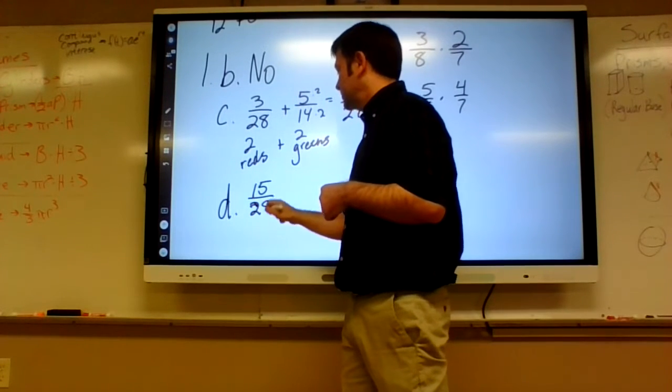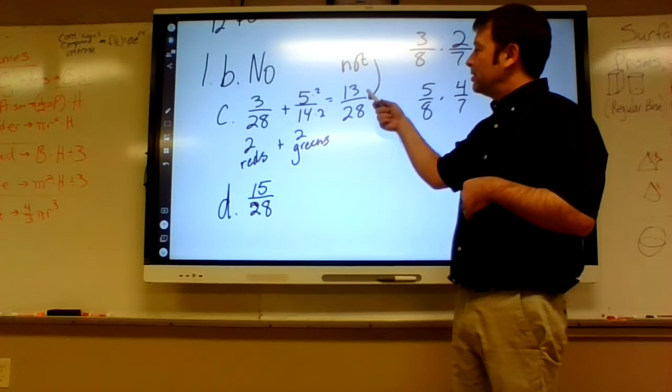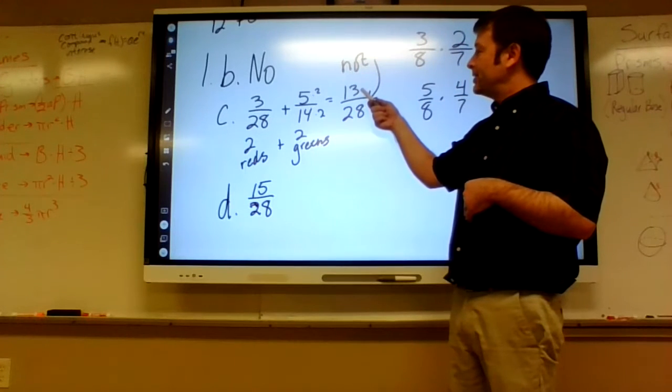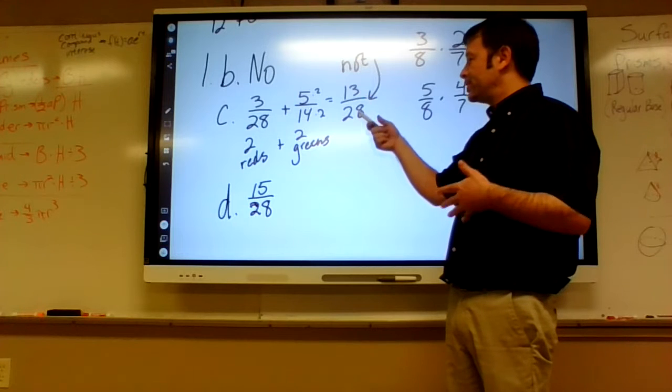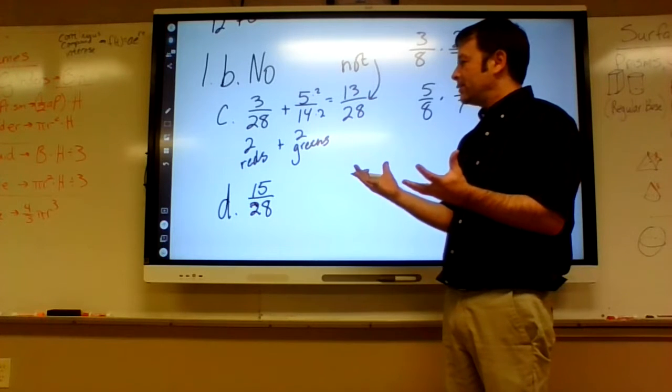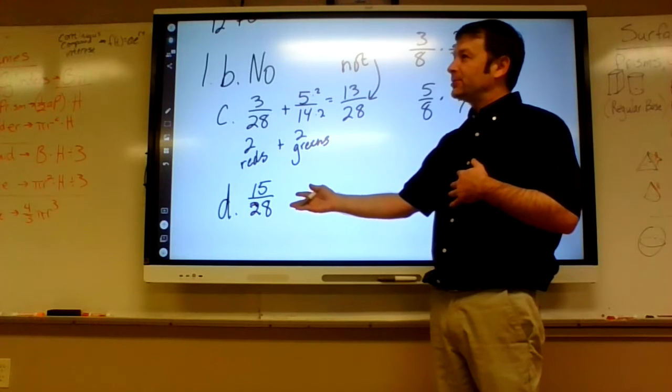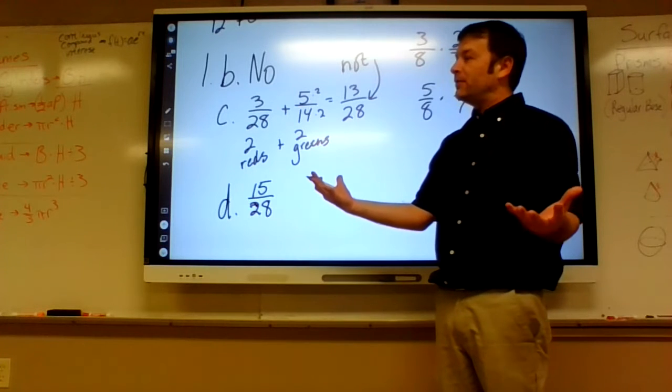How do we get to 15 out of 28? Because 13 out of 28 is the probability, that's the number of times out of 28 that you get two of the same. So basically on D, what they're asking is, what's the probability that you get one of each?